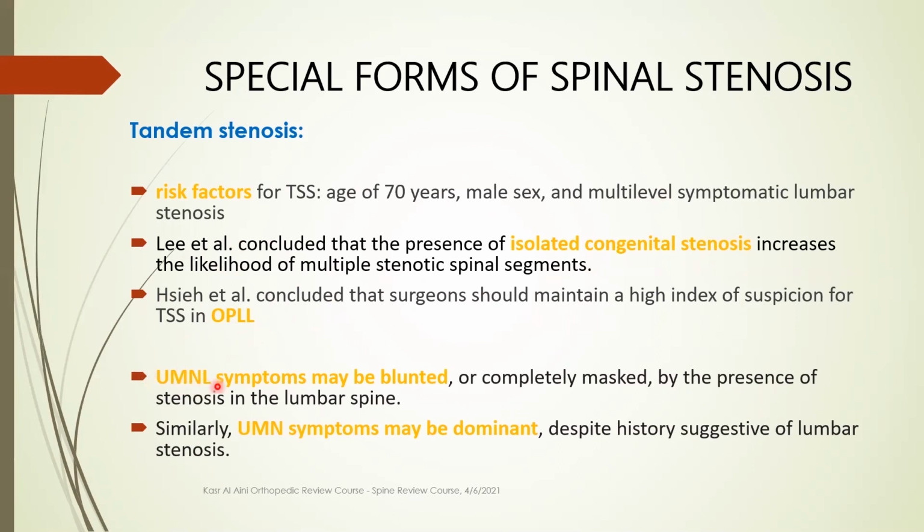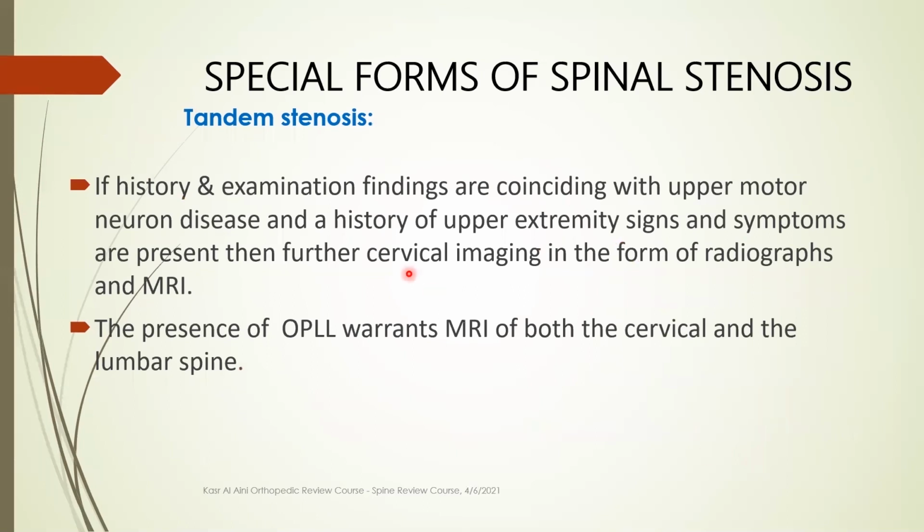Sometimes upper motor neuron lesion symptoms may be blunted or completely masked by the presence of lumbar stenosis, and similarly, upper motor neuron symptoms may be dominant despite history suggestive of lumbar stenosis. If history and examination are coinciding with upper motor neuron affection and upper extremity signs and symptoms, then further cervical imaging in the form of radiographs and MRI should be performed. The presence of OPLL warrants MRI of both cervical and lumbar spine.